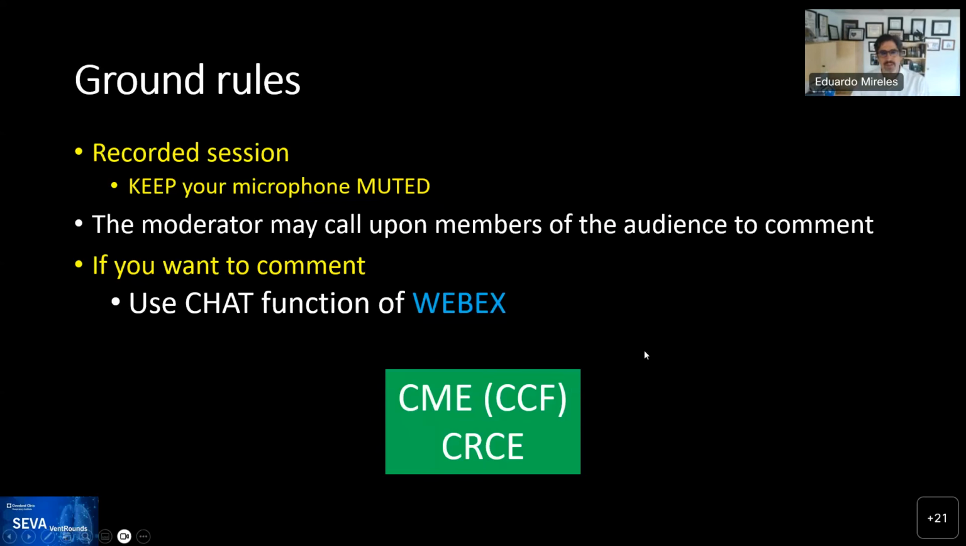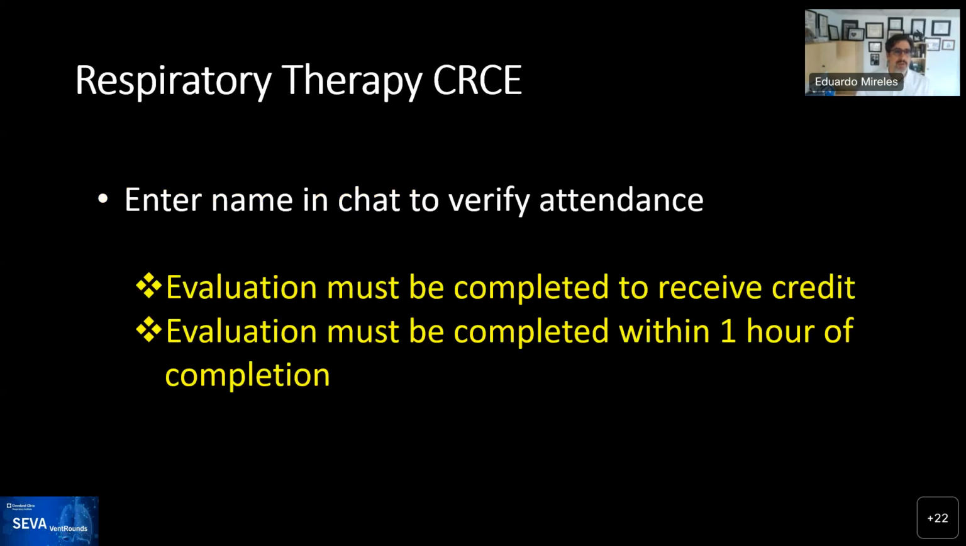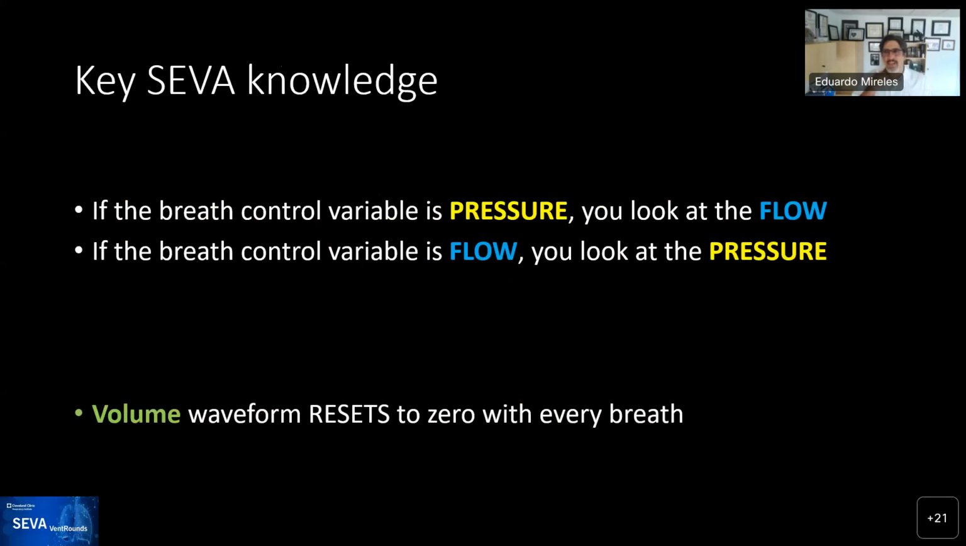So this is the key SEVA knowledge. We always start with one of these. The key SEVA knowledge is, when you're looking at the waveforms in the ventilator, remember that if you control the breath, if the breath control variable is pressure, then you look at the flow. And if the breath control variable is flow, then you look at the pressure waveform. There will always be abnormalities on both waveforms. You will always be able to look at little details, but usually your eyes should be looking there.